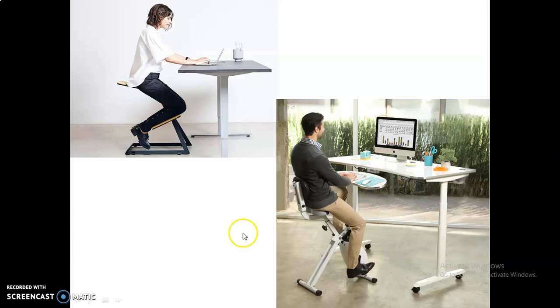Next is very innovative. You can tone your knee muscles, ankle muscles, and your thigh muscles while working, using static cycling at your chair. It's a good way to do this. So work from home, and just invest in these kinds of products which are easily available nowadays.